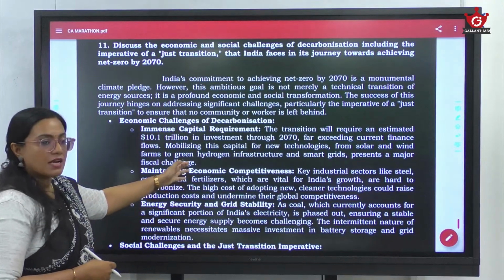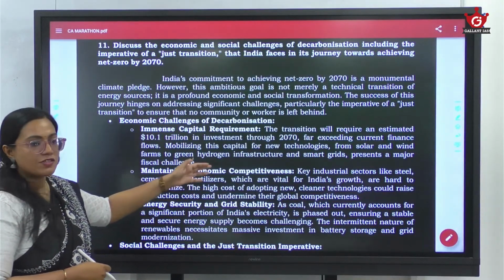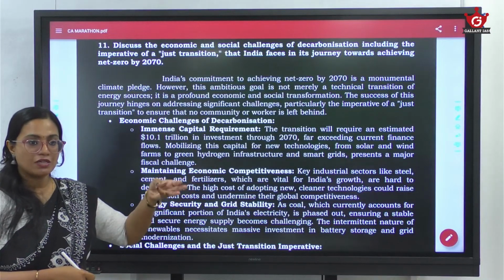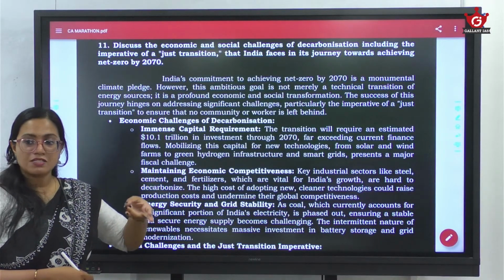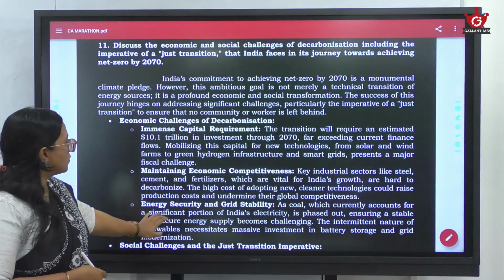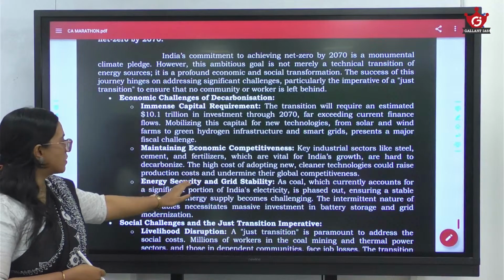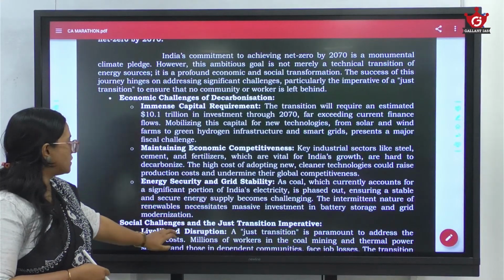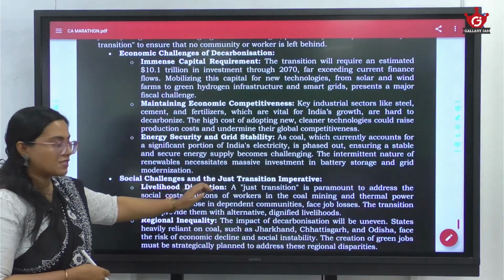So what are the economic challenges of decarbonization? You can mention the global shipping industry, which we are decarbonizing. The automobile industry, we are trying to decarbonize it. Give examples like this. And then you should talk about the economic challenges. One is immense capital requirement, maintaining economic competitiveness, energy security and grid stability.